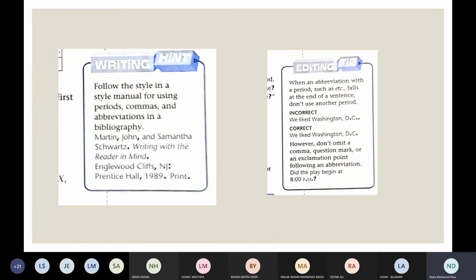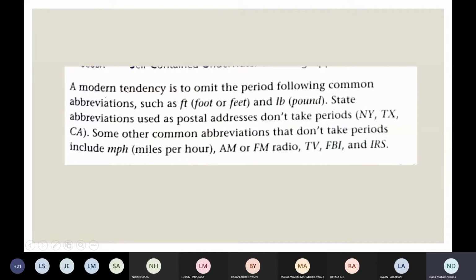However, don't omit a comma, or a question mark or an exclamation point following an abbreviation. If there is an exclamation mark or question mark after the abbreviation, I add it, but I do not add two commas, only one. Then he says there is a modern tendency to omit the period following common abbreviations such as foot or feet and pound, okay?